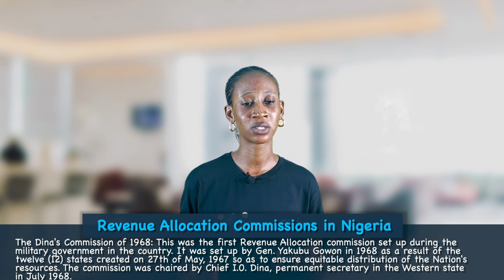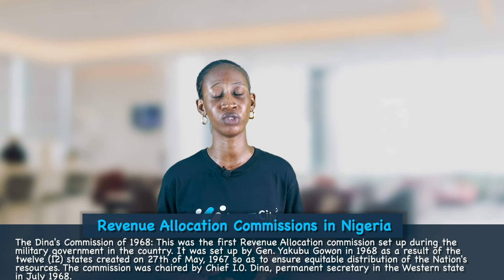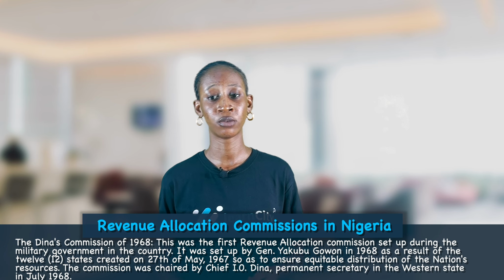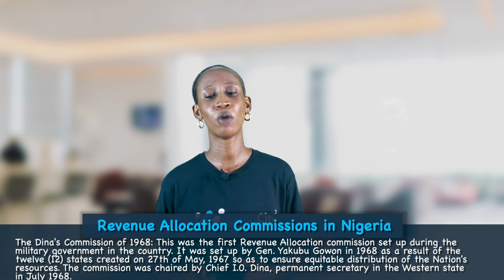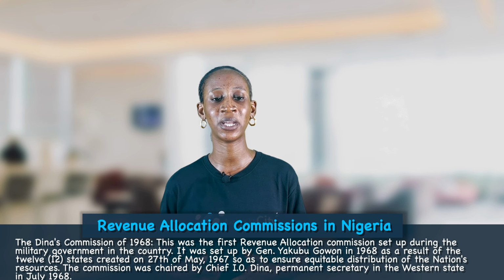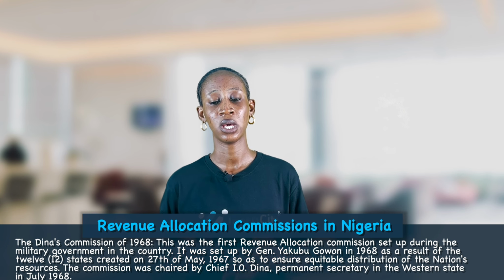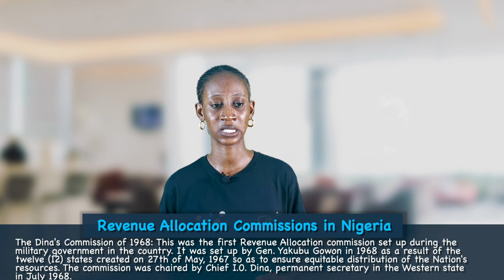That was the reason for the creation of the Dina Commission of 1968. It was created so as to equally distribute the nation's resources amongst the 12 newly created states. The commission was chaired by Chief I.O. Dina, who was the permanent secretary in the Western State in July 1968.